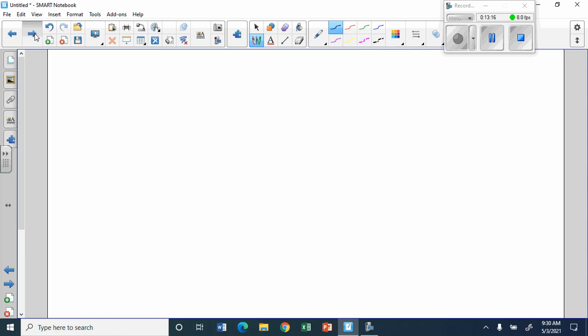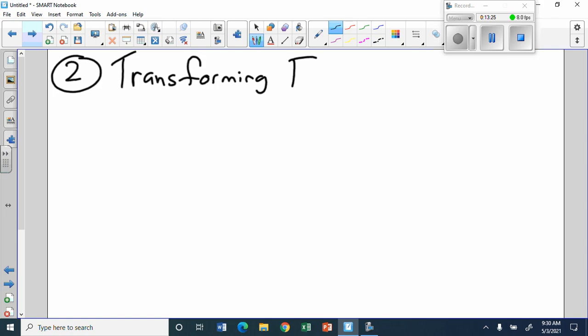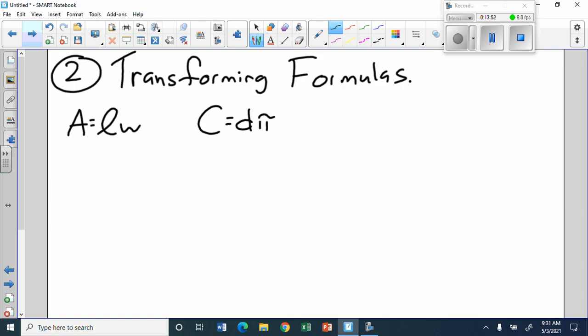Which takes us to the second part of this lesson. Part 2 of the lesson is transforming formulas. So let's think about some of the formulas that we know. Formulas that we know would be, let's do some simple ones first. Area equals length times width. Or circumference equals d pi. Or let's do triangle. Area equals 1/2 of base times height.